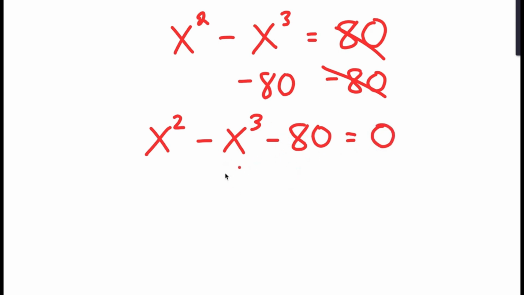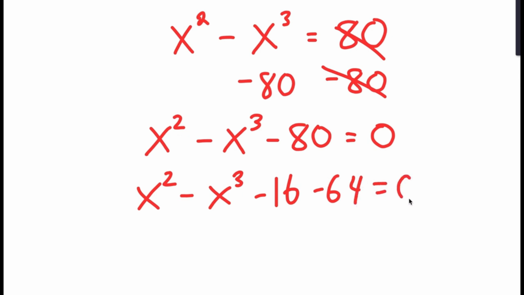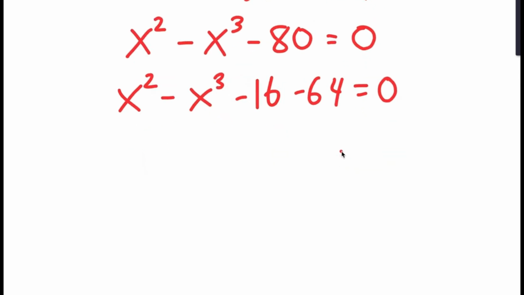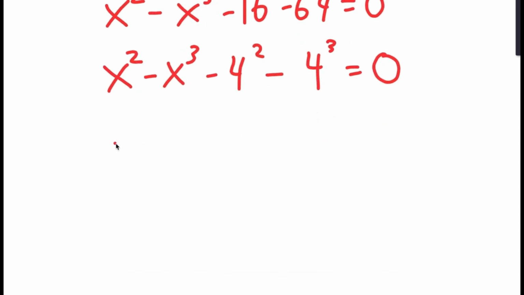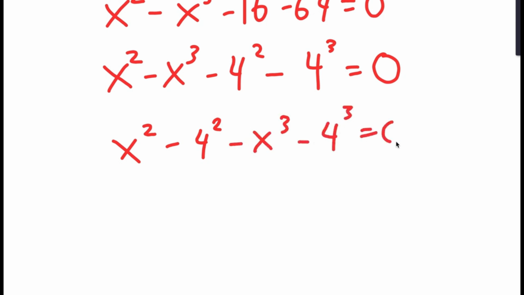Now from here, I'm going to replace 80, negative 80, I should say, with negative 16 minus 64. Now, I'm going to first rewrite negative 16 as negative 4 squared, and negative 64 as negative 4 to the power of 3. And I'm going to group x squared with negative 4 squared, and x to the power of 3 with negative 4 to the power of 3. So now, there's two properties that I'm going to use.